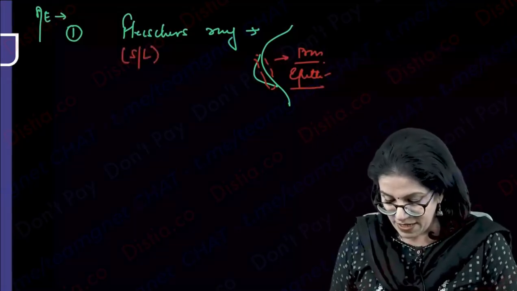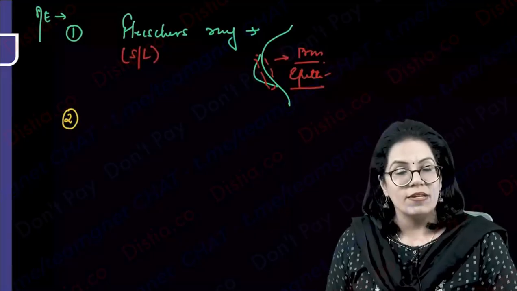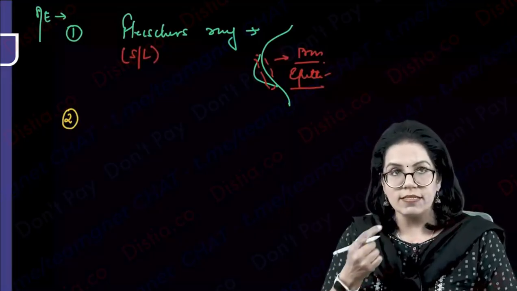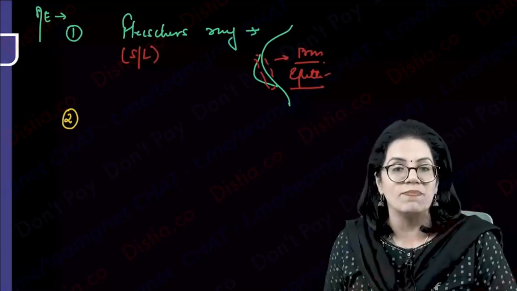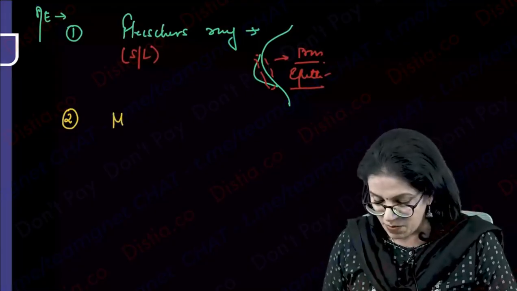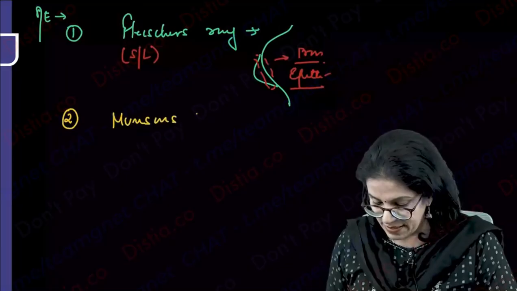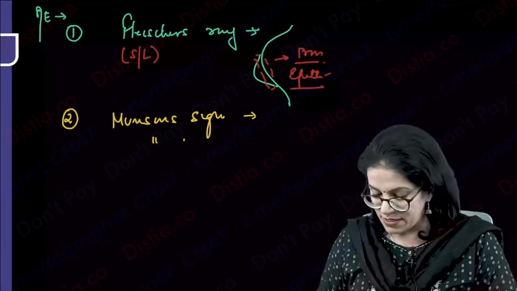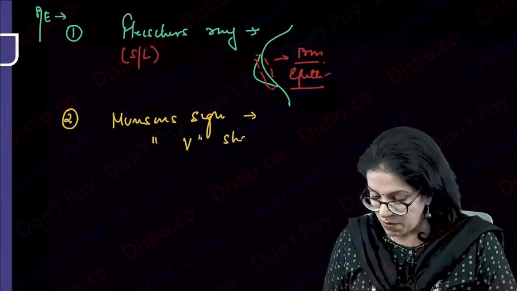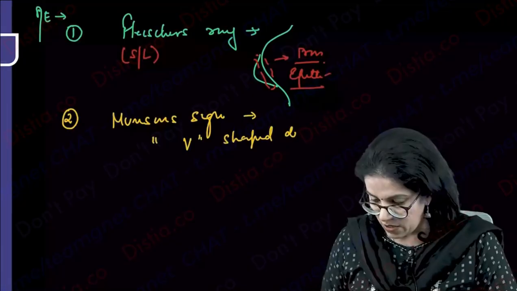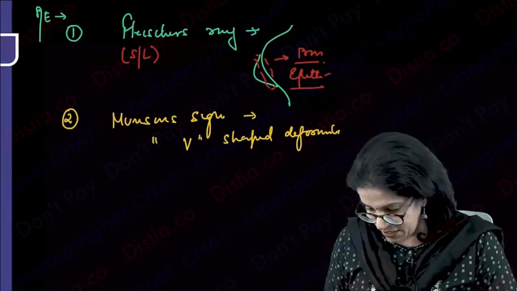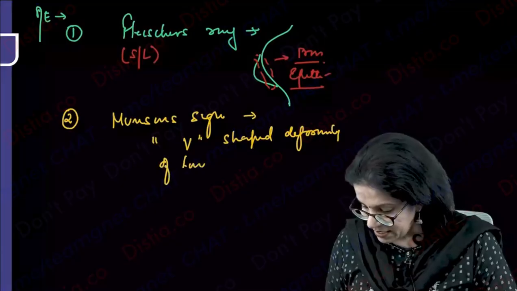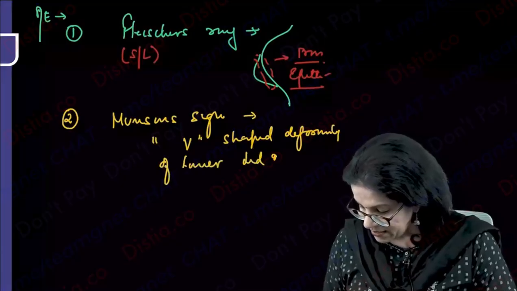Okay. We come to the next finding. When this patient is looking down, you will see that his lower lid is also pushed down in a V-shaped manner. This is called Munson's sign. Write it down, then I am going to show you this. It is V-shaped deformity of lower lid on down gaze.